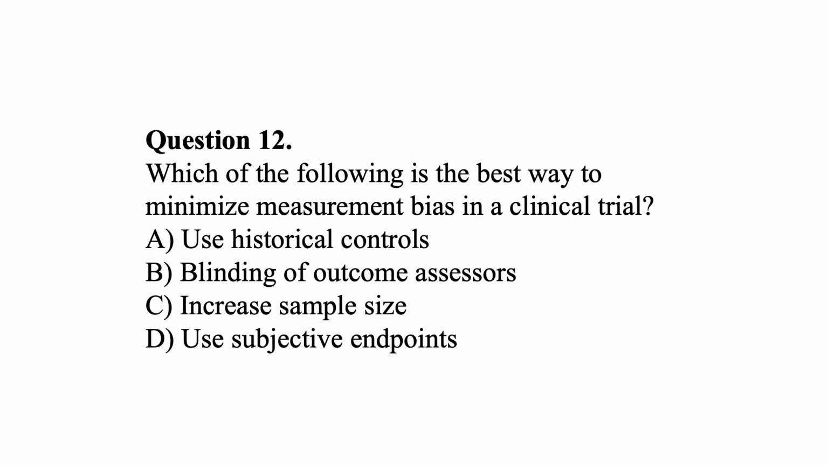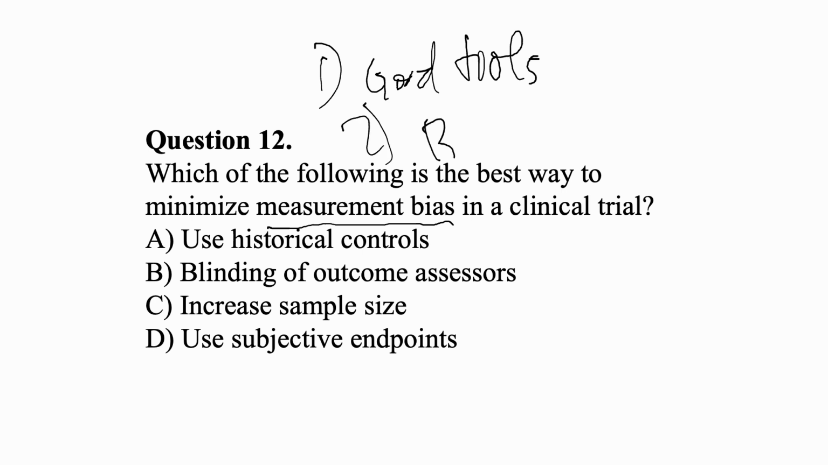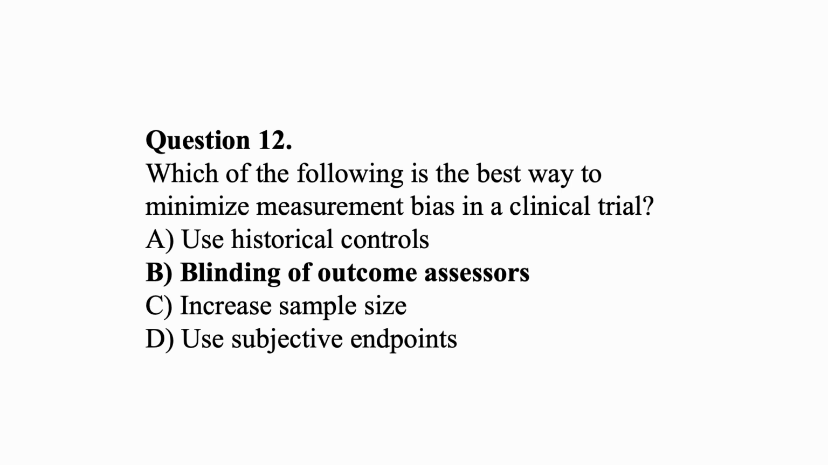So the best way to minimize measurement bias is to have good tools that are well validated, and two is to have blinding of the observer and the outcome assessors. So this would be B, blinding of outcome assessors, which would be your observers.